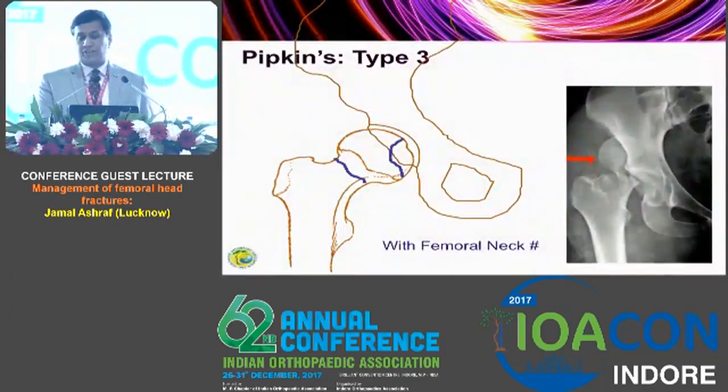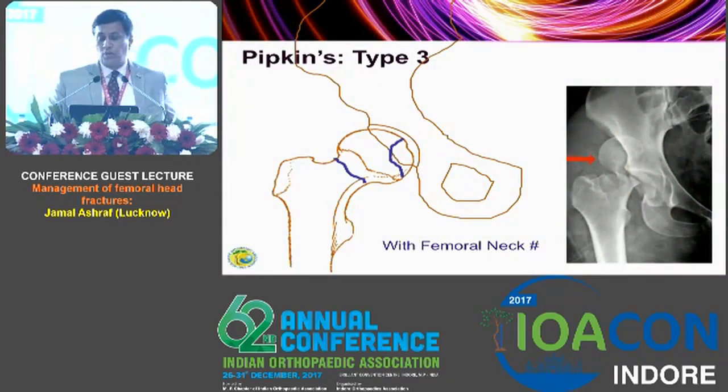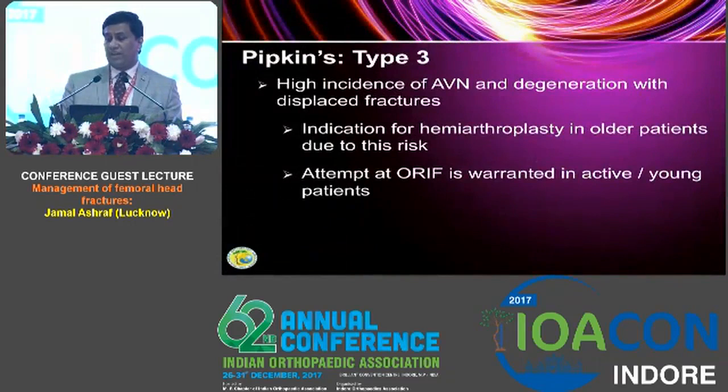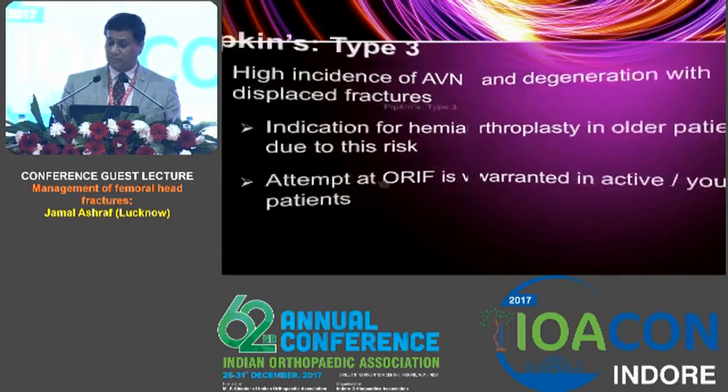Type 3 fractures are fractures which may be type 1 or 2 with an associated neck fracture. These have high incidences of AVN and degeneration. Displaced fractures are an indication for hemiarthroplasty in the elderly, but attempts at open reduction internal fixation should be done in young active patients.